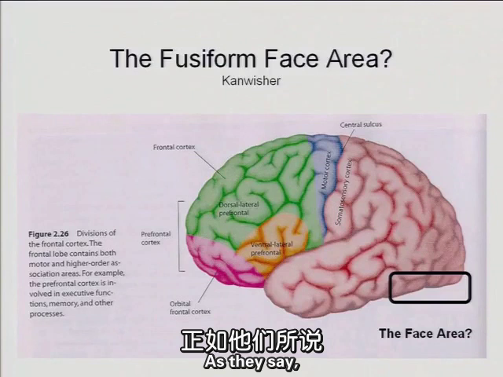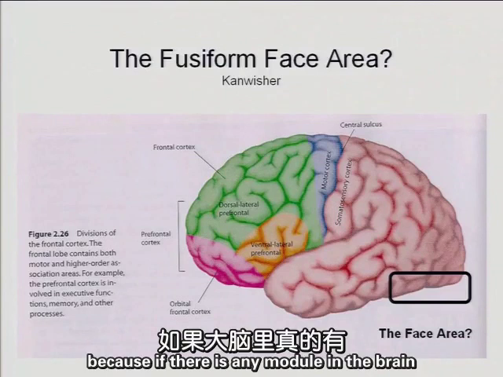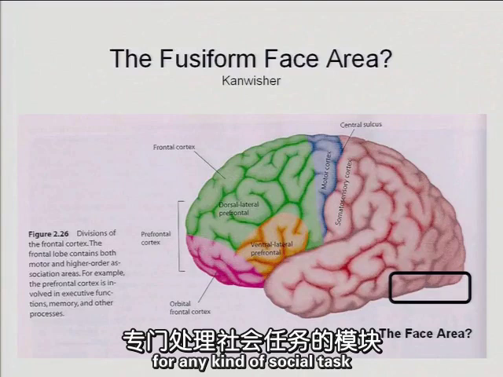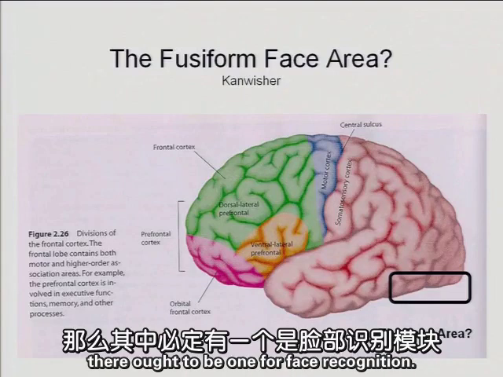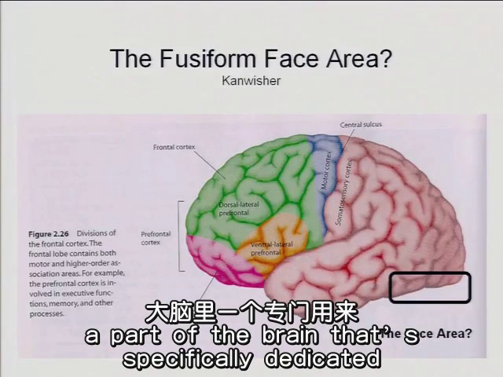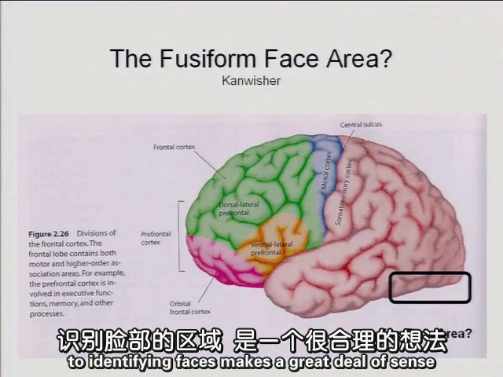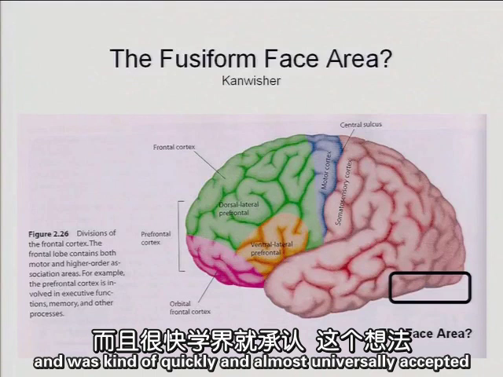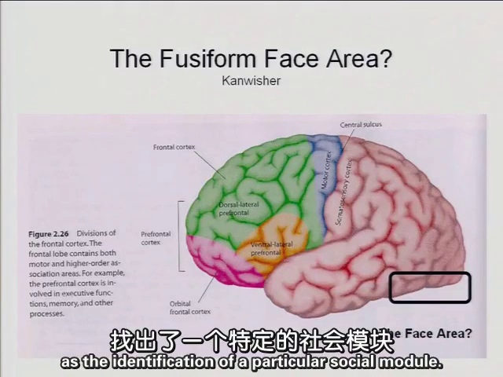And as I say, if there's any module in the brain for any kind of social task, there ought to be one for face recognition. The idea that this is a face area, a part of the brain that's specifically dedicated to identifying faces, makes a great deal of sense and was quickly and almost universally accepted as the identification of a particular social module.